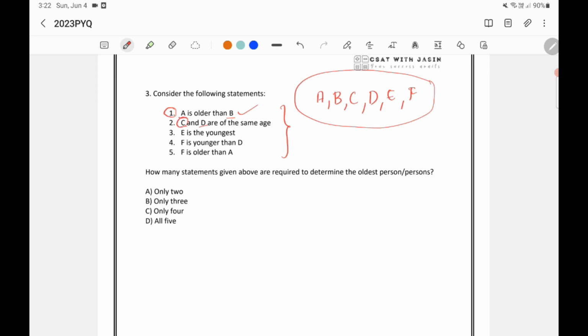In none of the other statements is C there. So we can say that this is also required. Now in the third statement, it talks about E, and none of the other statements talks about E, right? So this will be required. Anyway, this will be required.